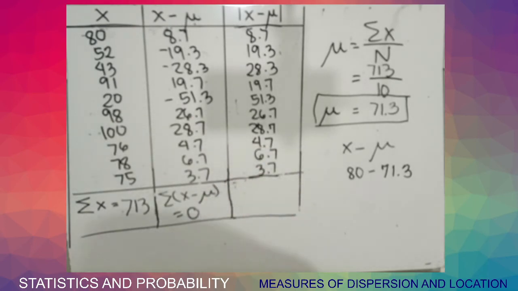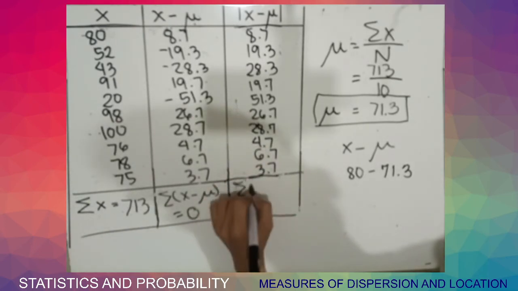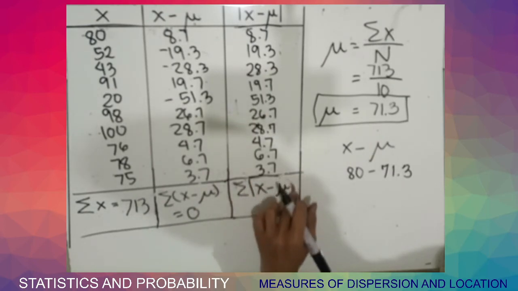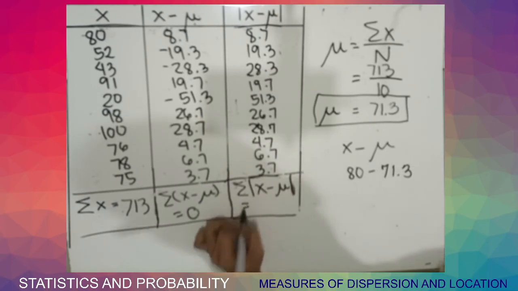Okay. So, next, pagsasamahin naman natin. So, summation of the absolute value of x minus mu equals.